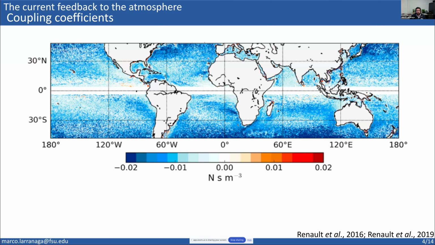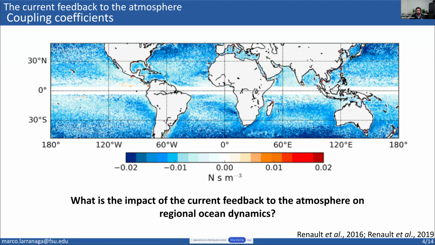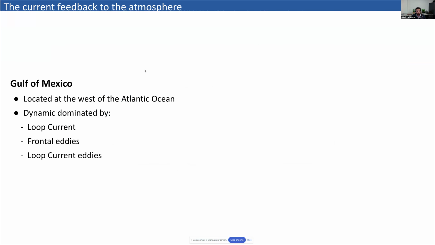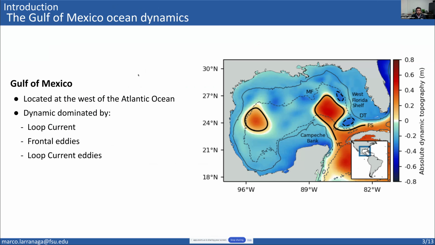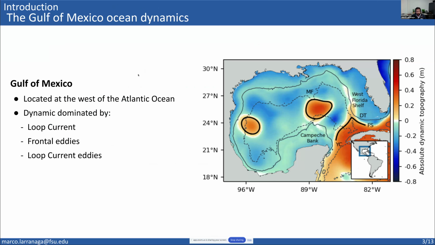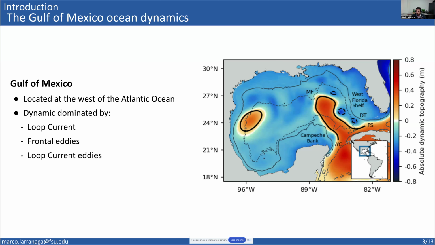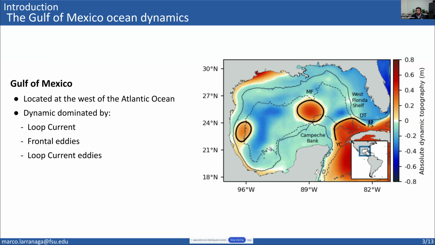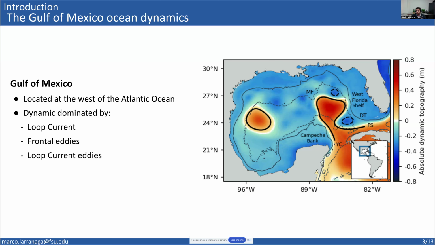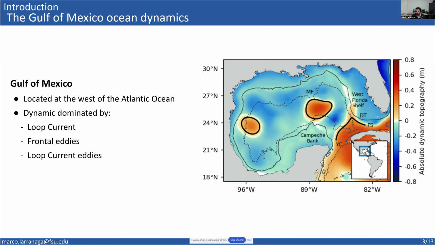That gives us a question: what are the consequences of reducing the eddy kinetic energy in regional ocean dynamics? To try to answer that question, we run numerical simulations over the Gulf of Mexico, a region rich in mesoscale eddies, as I'm going to show you. The Gulf of Mexico is located at the west of the Atlantic Ocean, and its dynamics are dominated by the emblematic Loop Current. This current starts at the Yucatan Channel and ends at the Florida Strait.